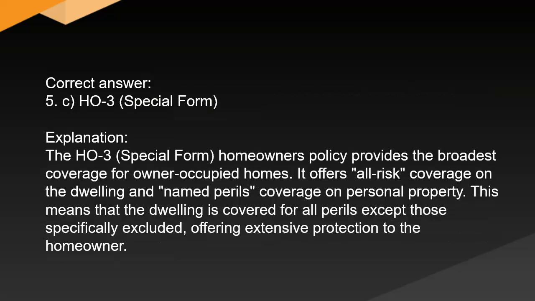Correct answer. C. H03 Special Form. Explanation. The H03 Special Form homeowner's policy provides the broadest coverage for owner-occupied homes. It offers all-risk coverage on the dwelling and named perils coverage on personal property. This means that the dwelling is covered for all perils except those specifically excluded, offering extensive protection to the homeowner.